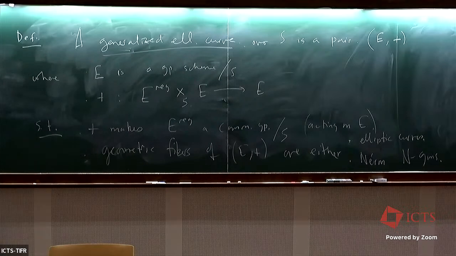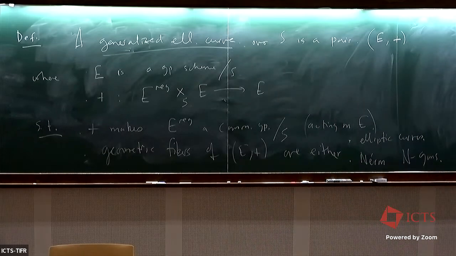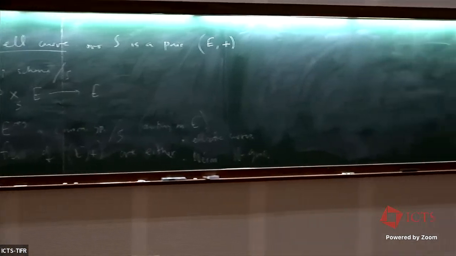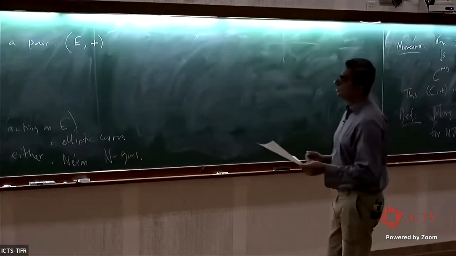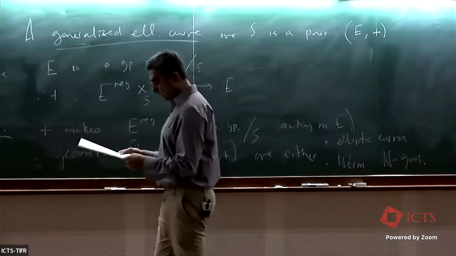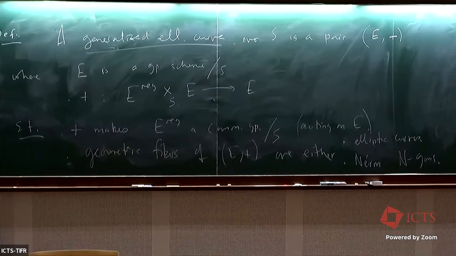Okay. So some remarks which I won't write down: if you have a generalized elliptic curve which is smooth, then you just get an elliptic curve in the old sense. That's one remark. And the second remark, okay, maybe I'll skip that one.